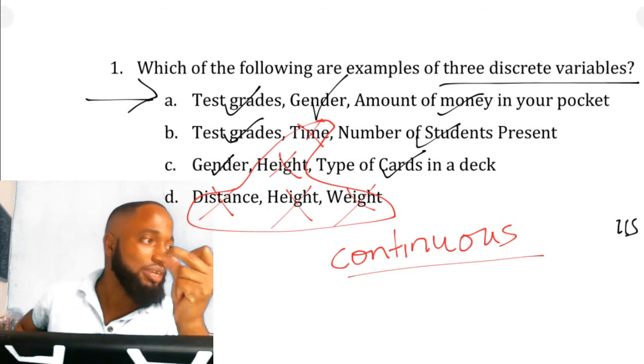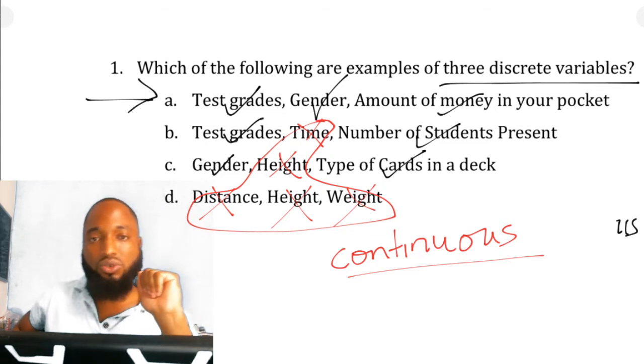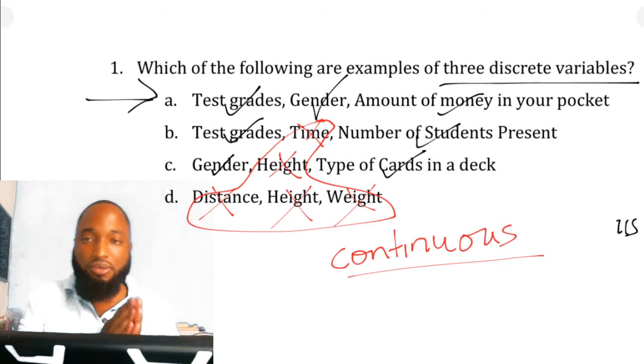Chat, do you understand what I'm saying? And you could count that. So that's the difference between continuous and discrete. Fold up that, put it in your front pocket. Now you go on to the next question.